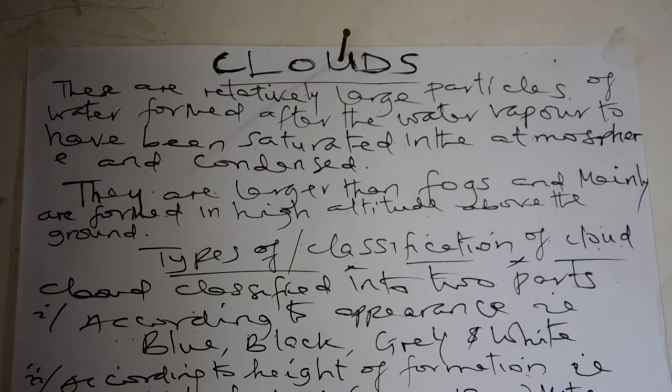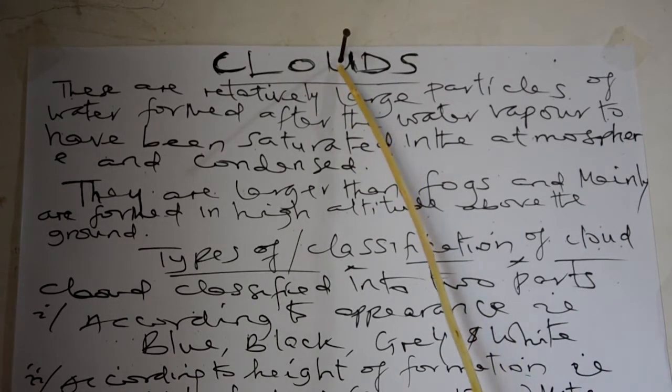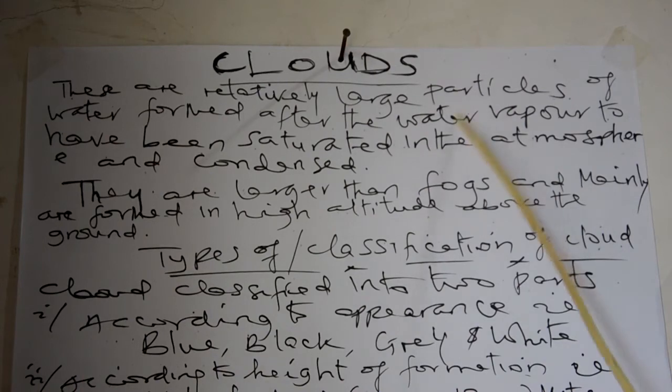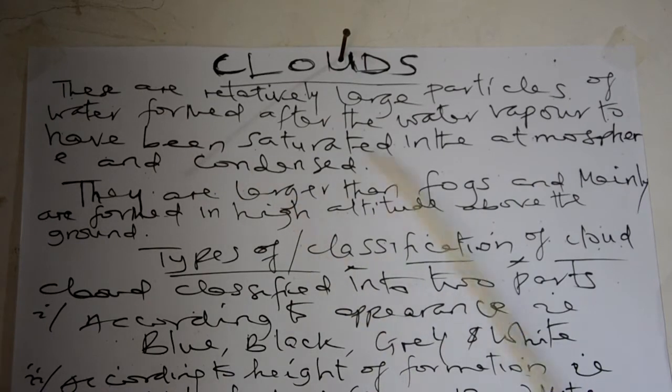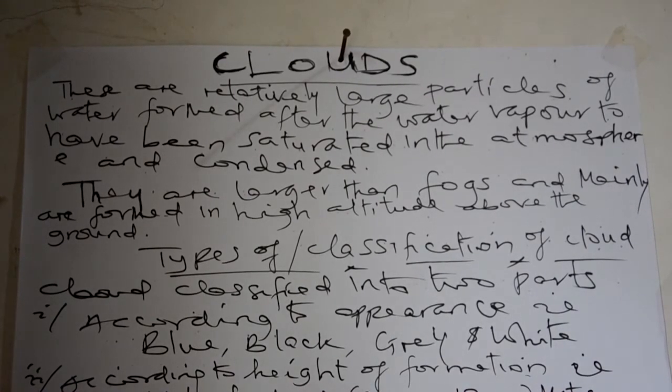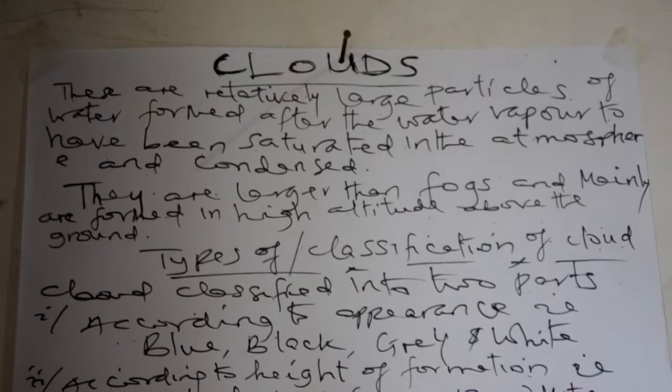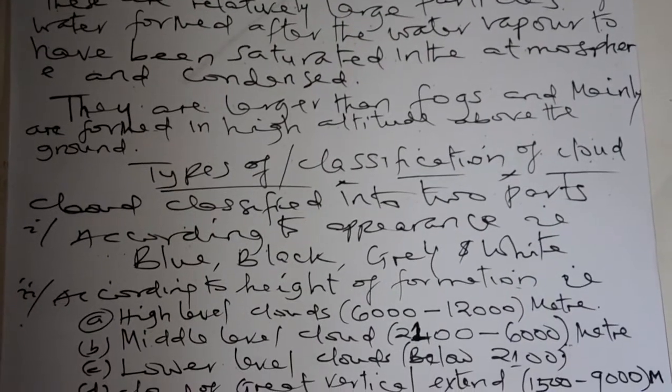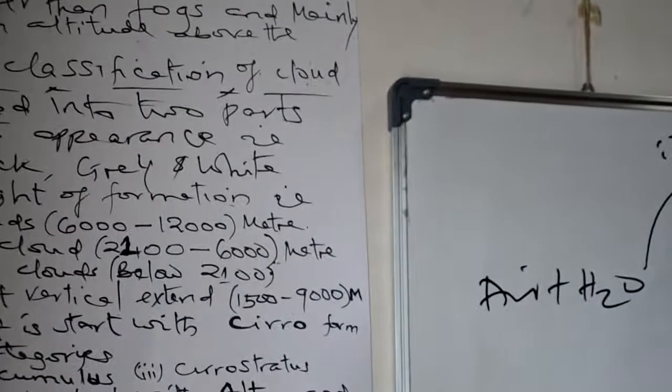Let's jump to another subtopic or element of weather which is called cloud. Cloud is the relatively larger particles of water formed after the water vapor has been saturated in the atmosphere and condensed. As I told you, the meaning of water vapor is related to the subtopic of humidity. When the humidity is rising up, or the air consisting of dampness or water vapor rises to high altitude and is condensed, this is called cloud formation.